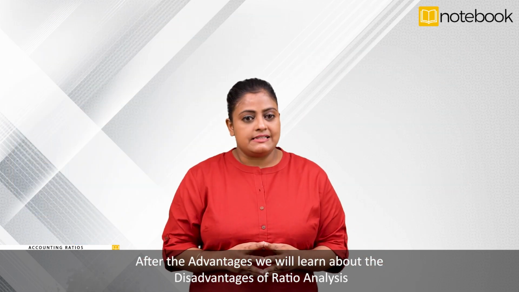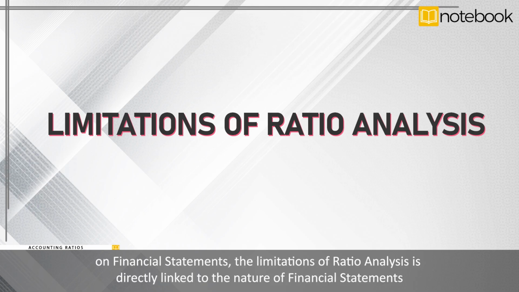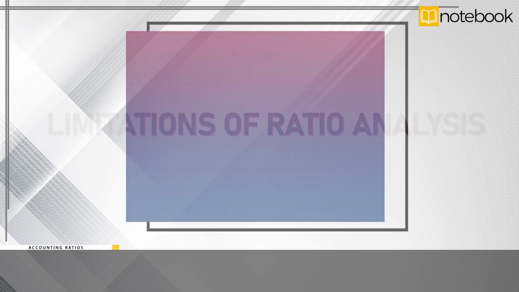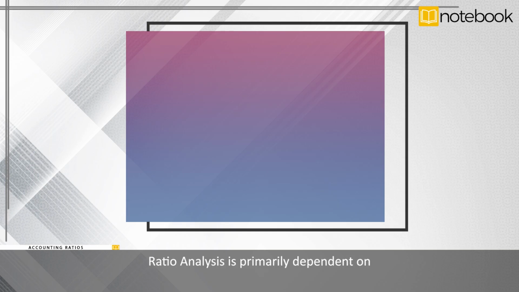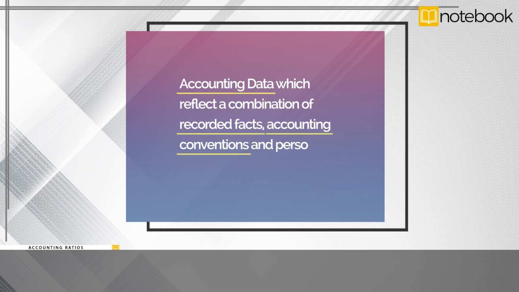After the advantages, we will learn about the disadvantages of ratio analysis. As ratio analysis is primarily dependent on financial statements, the limitations of ratio analysis are directly linked to the nature of financial statements. Limitation of accounting data. Ratio analysis is primarily dependent on accounting data which reflect a combination of recorded facts, accounting conventions, and personal judgment. For example, profit at any given time is not a precise and final number. Conventions and personal judgments all contribute to differences. Hence, the financial statements do not reveal the exact true and fair view, and so goes for the ratios.